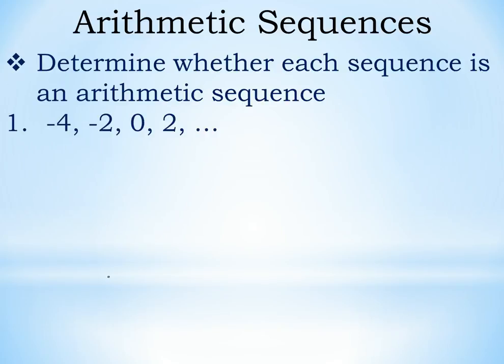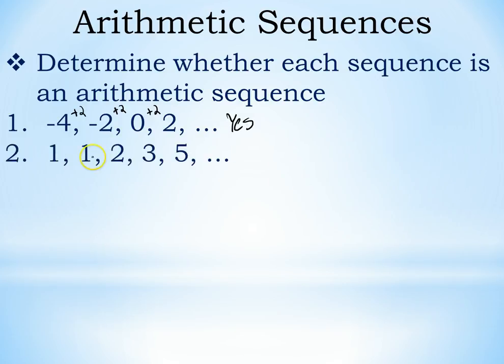So -4, -2, 0, 2. To go from -4 to -2, we have to add 2. To go from -2 to 0, we have to add 2. To go from 0 to 2, we have to add 2. So we're adding the same number for each one of these. Yes, that is an arithmetic sequence.